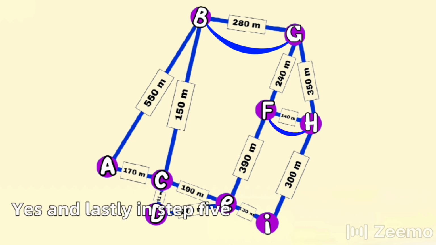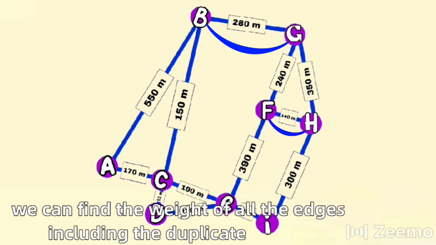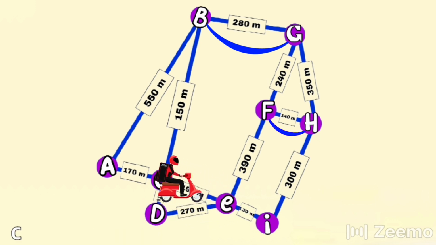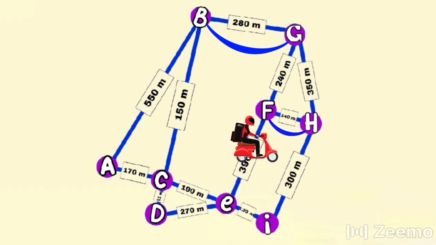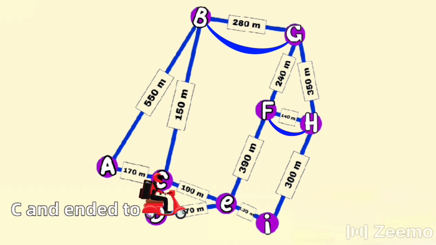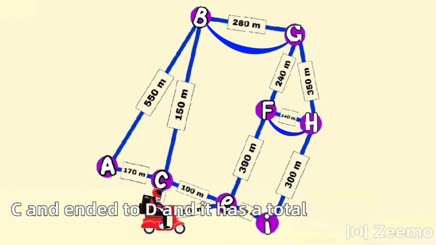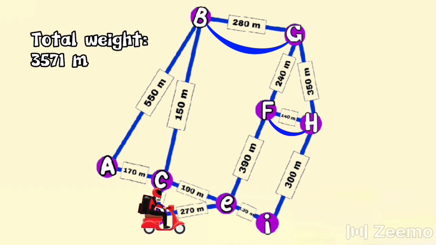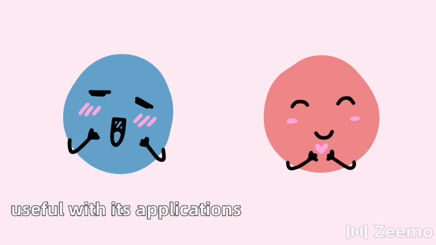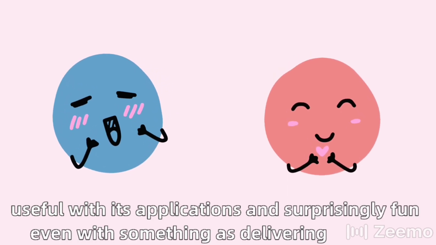Yes, and lastly, in step 5, since you're going to go in every street, we can find the weight of all the edges including the duplicate edges. We're starting at D to E, C, A, B, G, H, I, E, F, H, F, G, B, C, and ended at D. And it has the total weight of 3,571 meters. That is awesome! It really helps a lot. Yes, graph theory is incredibly amazing, useful with its applications, and surprisingly fun even with something as delivering parcels.